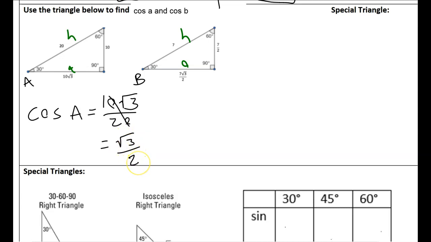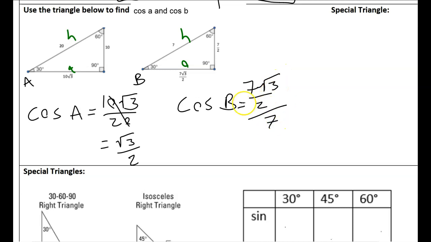And the reason that knowing these relationships is so helpful to us is cosine of B, well, look at this, right? So it's going to be 7 square root 3 over 2 over 7.